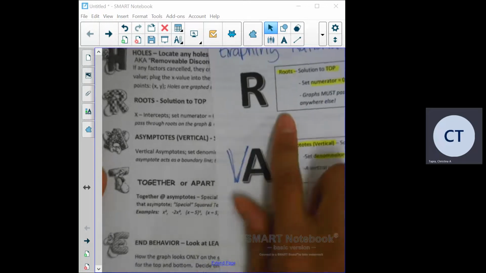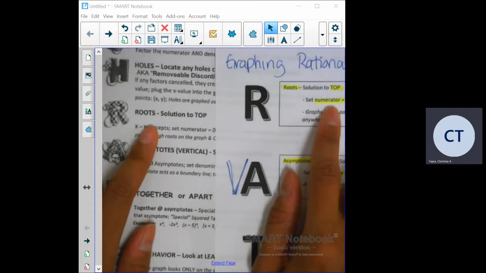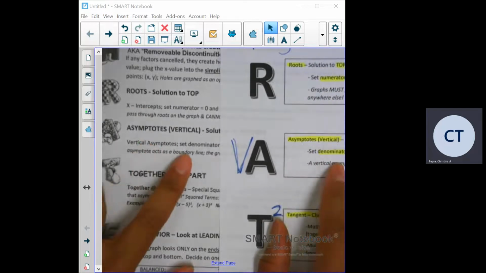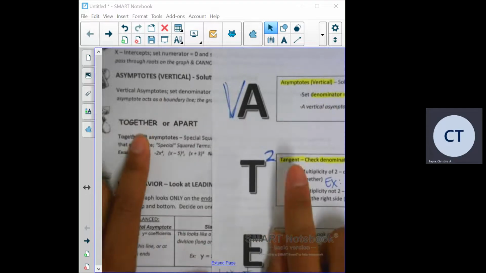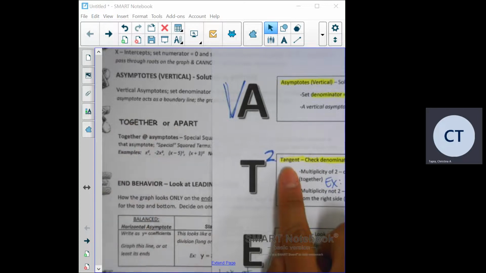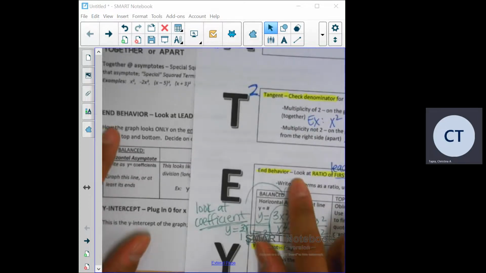So R is still talking about the roots. So that's still setting the numerator equal to 0. The A still stands for the vertical asymptote. That's still setting your denominator equal to 0. That's the same. T is talking about the together or apart. It's still talking about the tangent, even though I didn't write tangent here. E is still your end behavior.